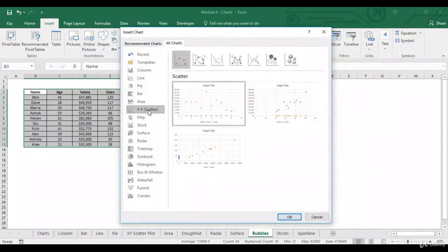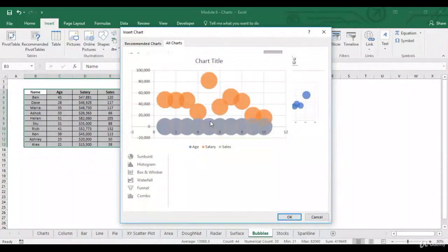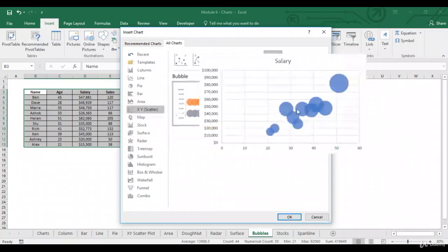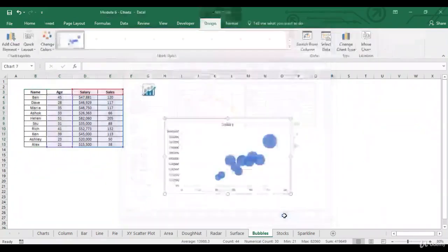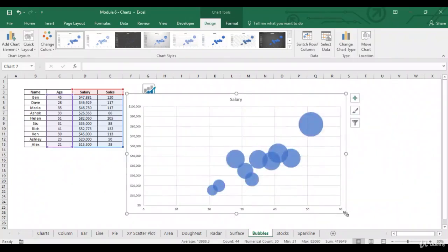So I'll go to XY scatter plot. Over here I've got this bubble chart. Within the bubble chart also I've got two options. If I look at this one, this won't give me much idea, but the second one is more interesting to me over here. If I click on OK, let me just delete these lines. Now this is the age, this is the salary, and the size of the bubbles is the sales.